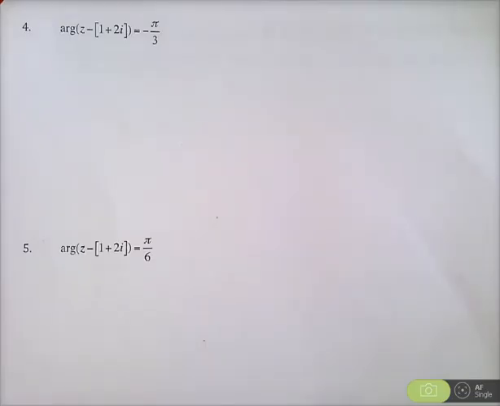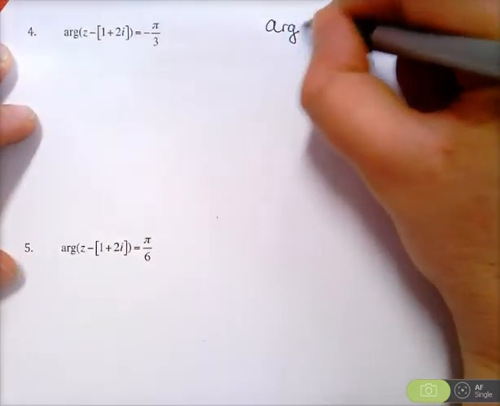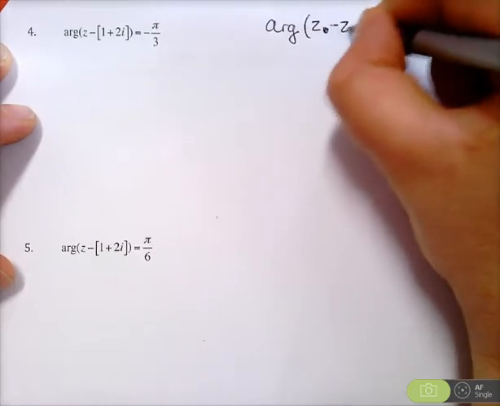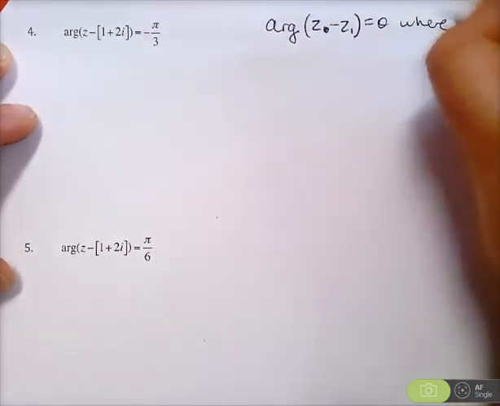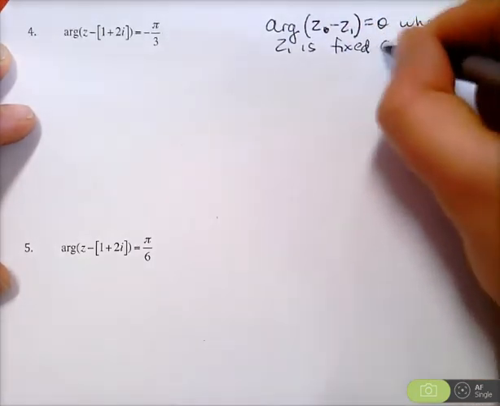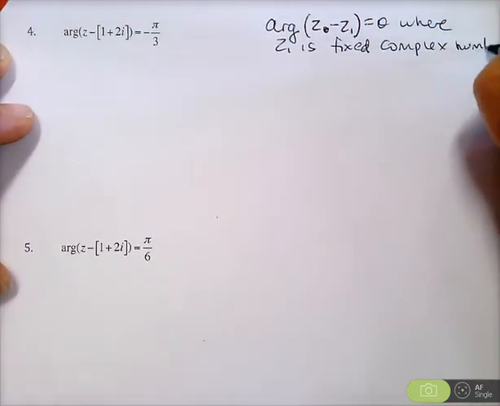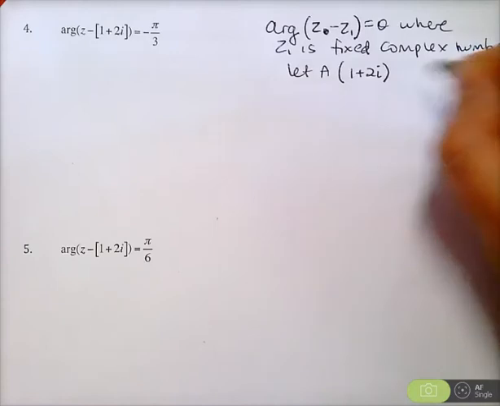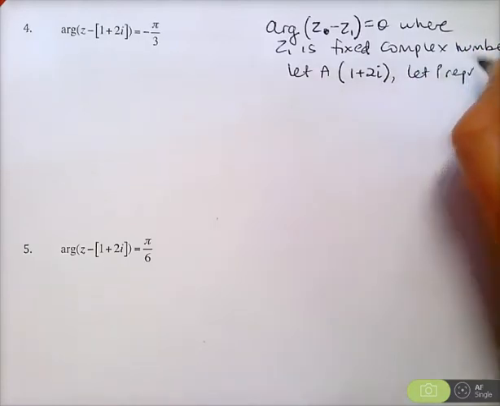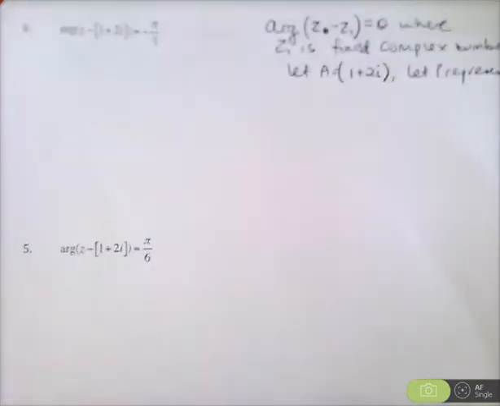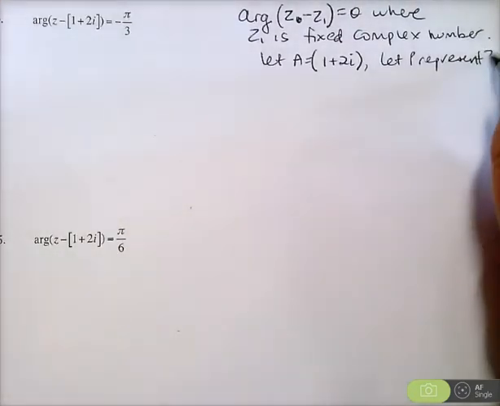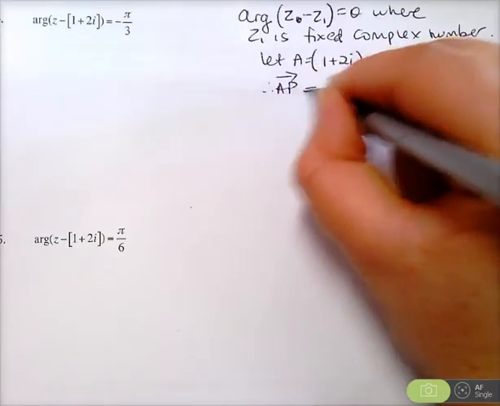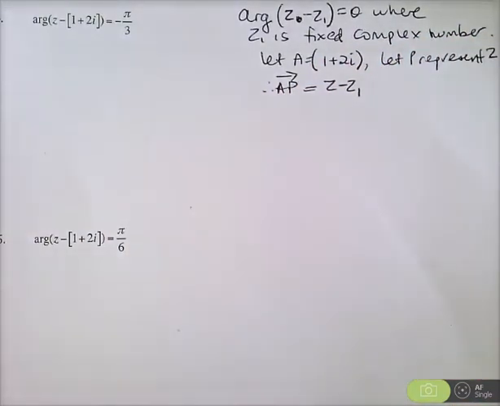In this one, it already is in the format of z minus z1, okay? z1 is your fixed number. So this already is in the format of arg(z minus z1) = θ. Remember where z1 is your fixed complex number. If we want to draw it as A and P, we can let A represent our first complex number, 1 plus 2i, and you can let P represent z. So let A be your complex number, let P represent z. Therefore, your vector AP will represent z minus z1. Okay?